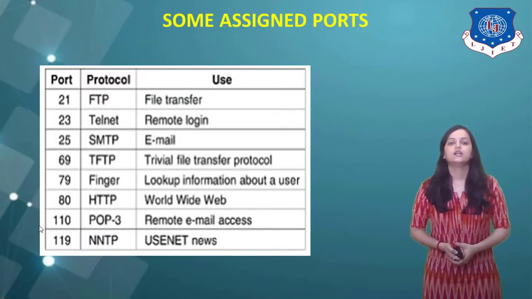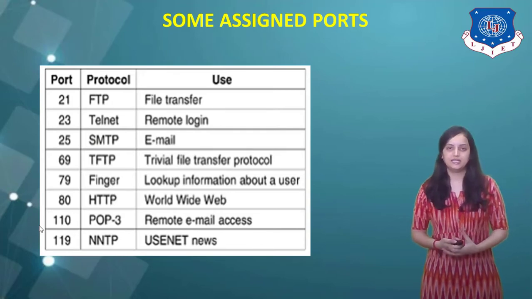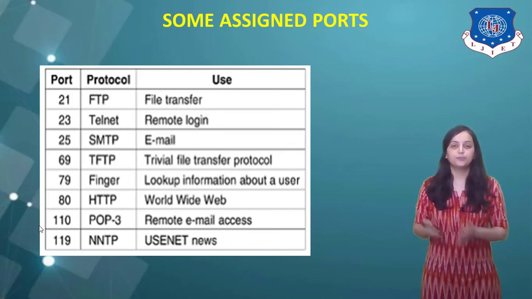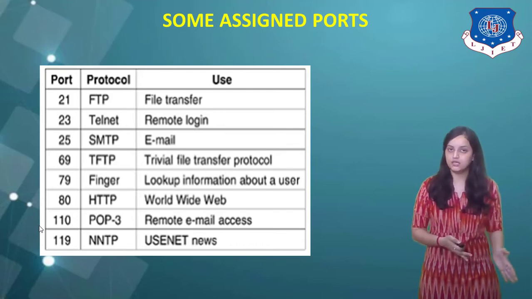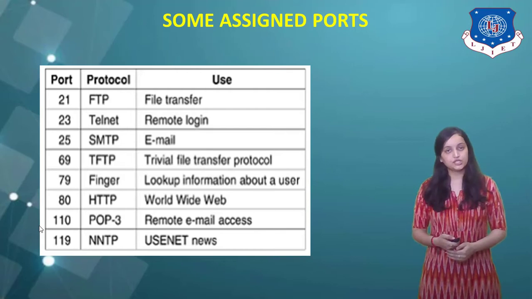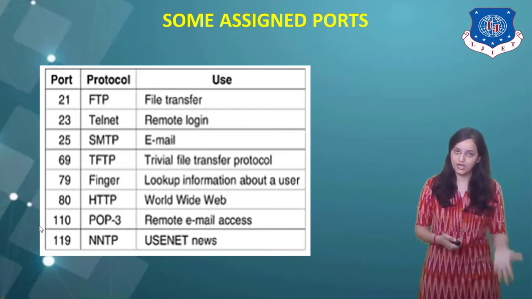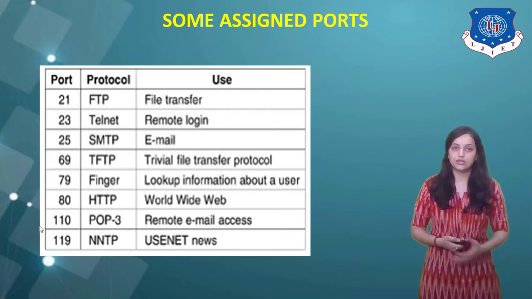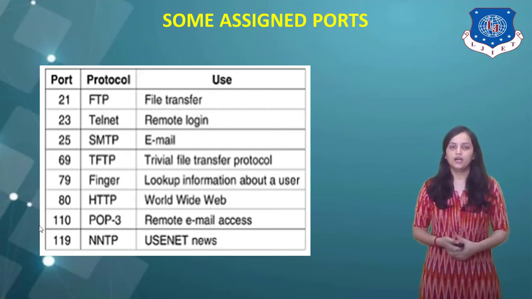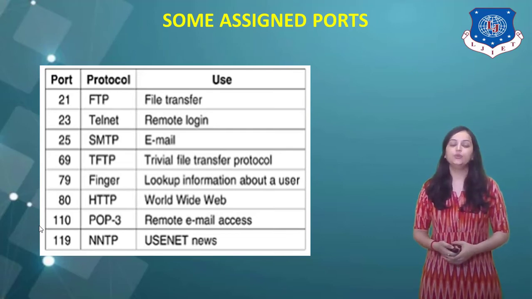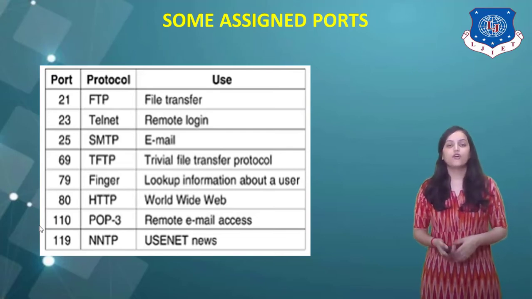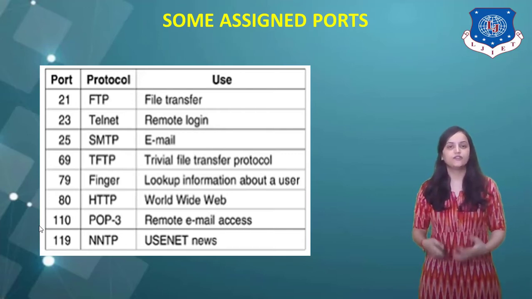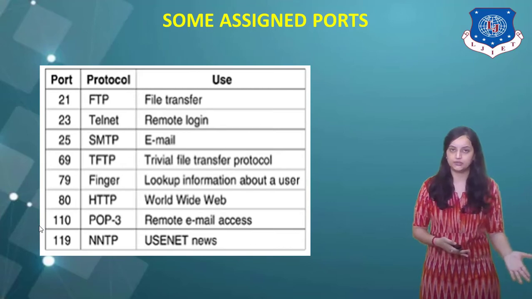Next is assigned ports for TCP. TCP operates on the principle of ports. That means some fixed ports are assigned to some particular protocols. Whenever some protocol is to be accessed, this port number is to be assigned at the network. So let us consider some basic ports assigned to particular protocols. Port number 21 is assigned to the protocol FTP, which stands for File Transfer Protocol. The use of FTP is to transfer files from source to destination.